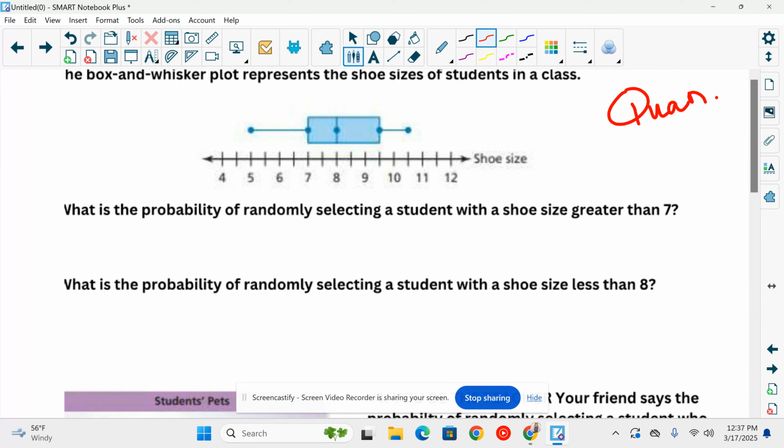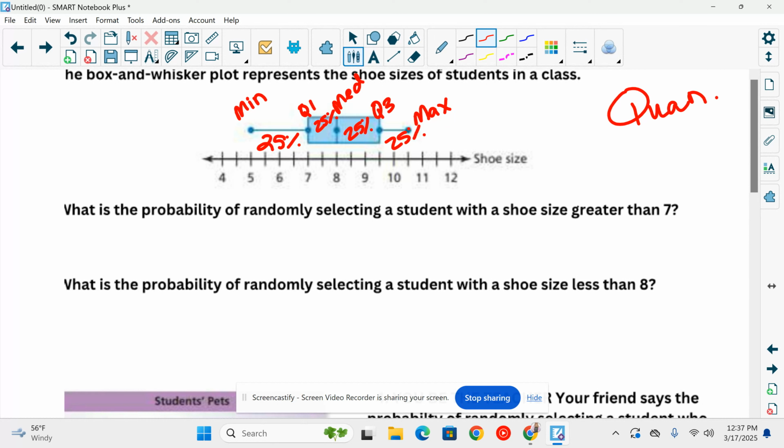And we talked about the different parts of the box plot. We talked about how this is the minimum, this is the maximum, this is the median, this is Q1, this is Q3. And what percentage does each section represent? 25%. So between the minimum and Q1 is 25% of the data. Between Q1 and the median is 25% of the data. Between the median and Q3 is 25%, and then 25%.